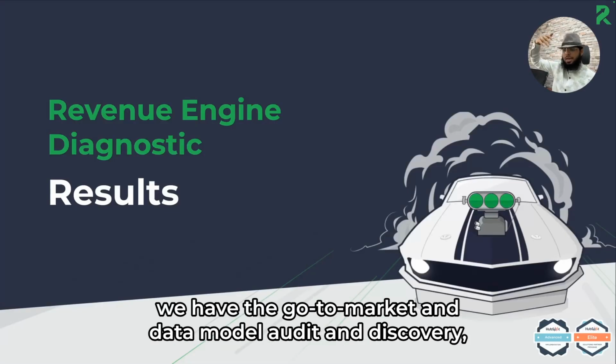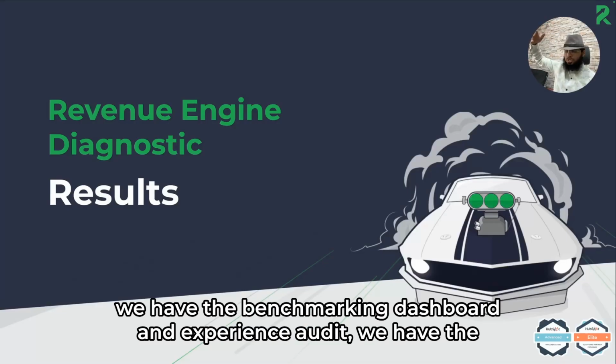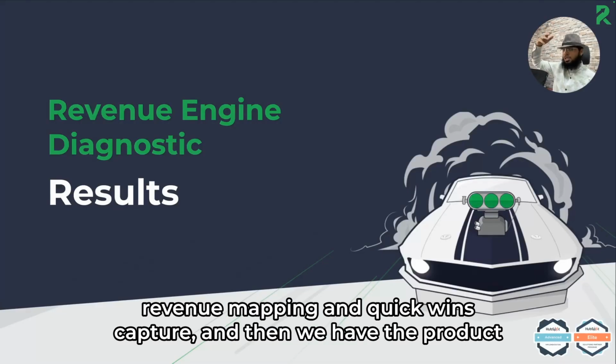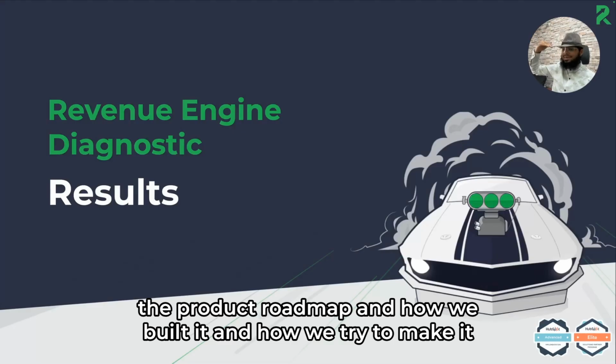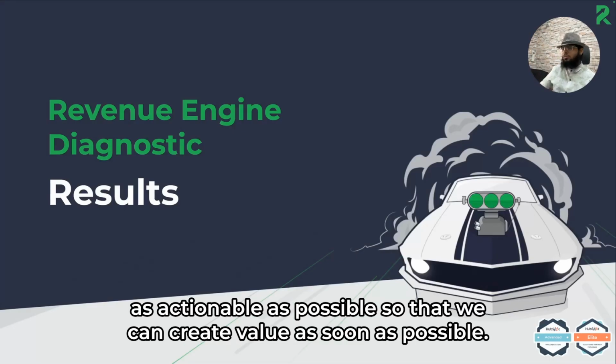We have the go-to-market and data model audit and discovery. We have the benchmarking dashboard and experience audit. We have the revenue mapping and quick win capture. And then we have the product roadmap design and the community behind it, on how we think about the product roadmap and how we built it. We try to make it as actionable as possible so that we can create value as soon as possible.